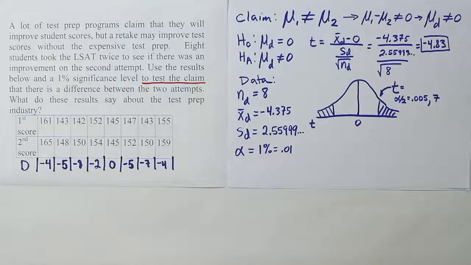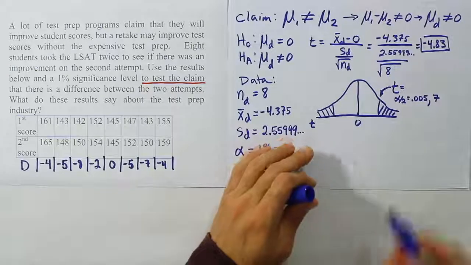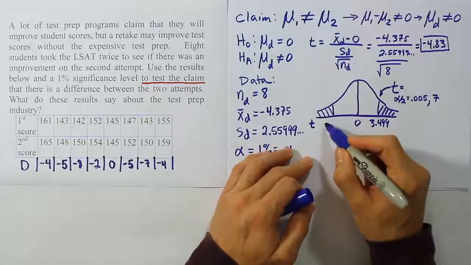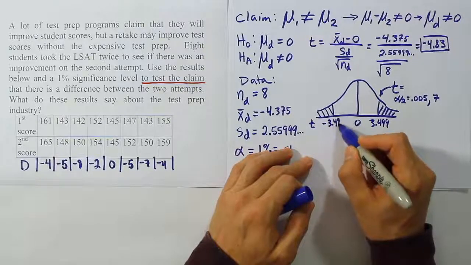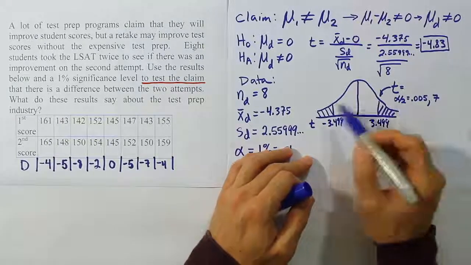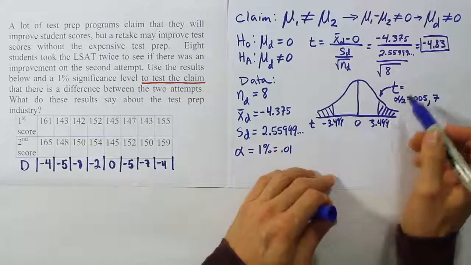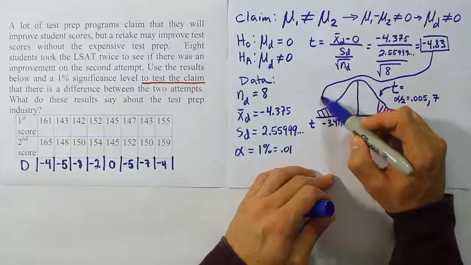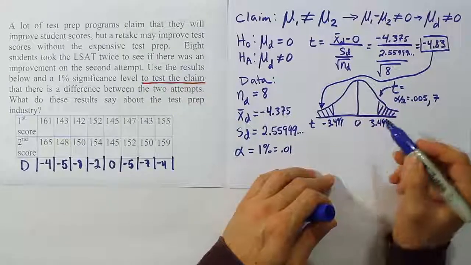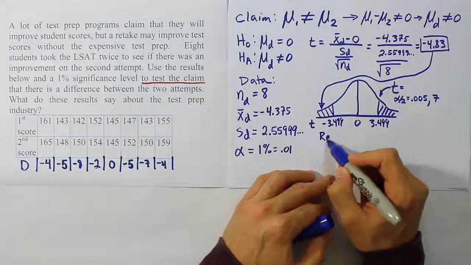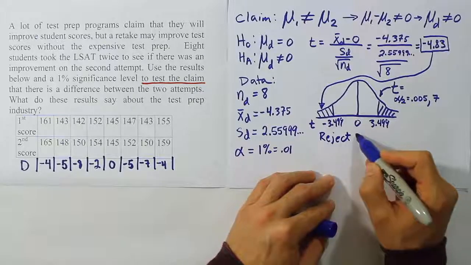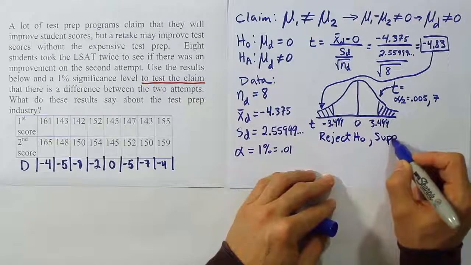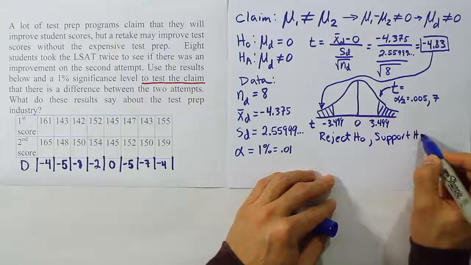Okay, so we found our critical value to be 3.499, and of course negative 3.499. Now if our test stat lands in either of the shaded regions, we conclude that we'll reject the null hypothesis. And of course you see that negative 4.83 is in fact on the left here in the shaded region, so we're going to conclude that we should reject H0. And of course if we're going to reject H0, we should support HA.